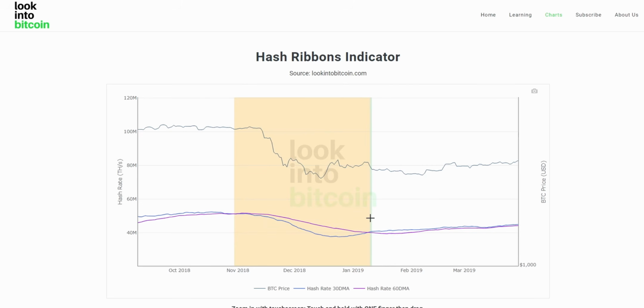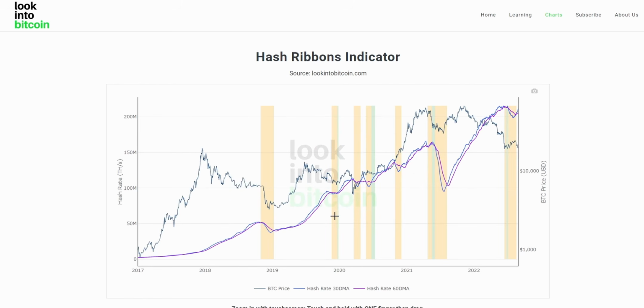We also then see, just very briefly here, as they cross back up, we get this slightly green shaded area. And this indicates that once again, the 30-day has crossed above this 60-day moving average. And then as the background turns white, it indicates that not only have they crossed, which signifies that miners are again coming back to secure the Bitcoin network, but we're seeing some positive price movement too. And that was just one example. We've had multiple instances of these hash ribbons crossing multiple times over Bitcoin's price history.